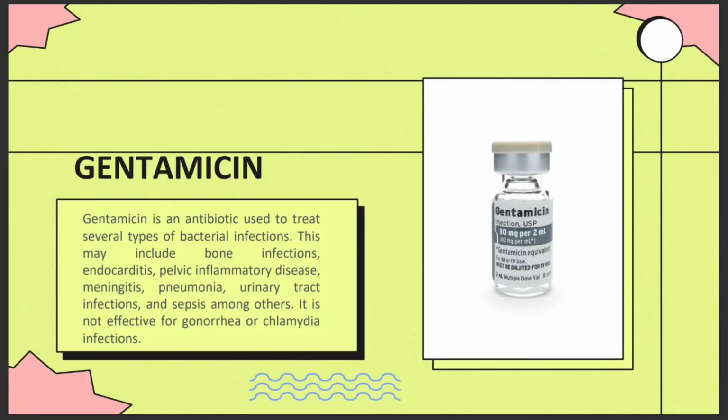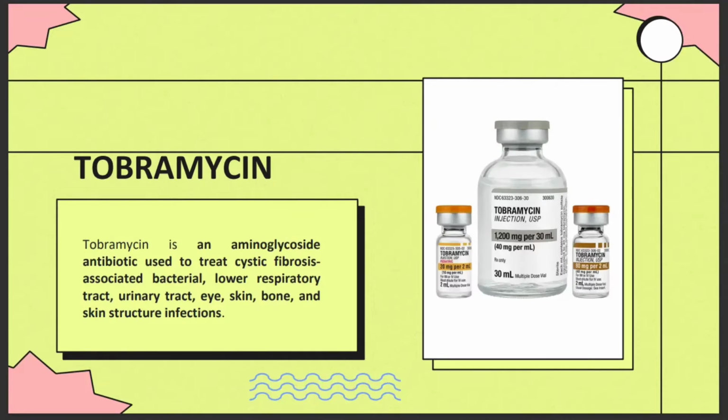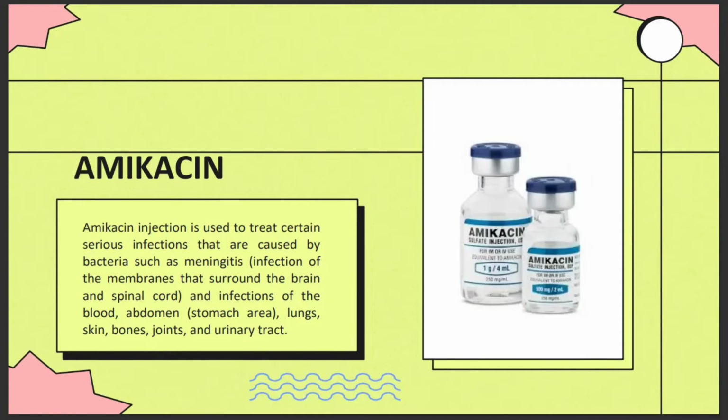Tobramycin is an aminoglycoside antibiotic used to treat cystic fibrosis associated bacterial lower respiratory tract, urinary tract, eye, skin, bone, and skin structure infections. For animals, it is used as a sterile topical antibiotic solution for the treatment of external ophthalmic infections in cats, dogs, and horses. Lastly, we have amikacin.